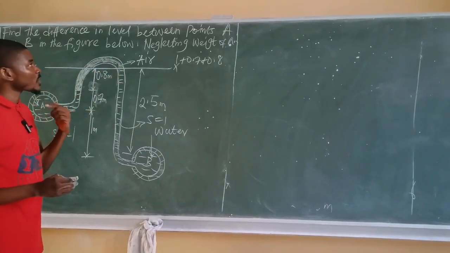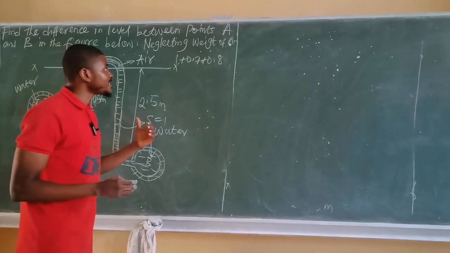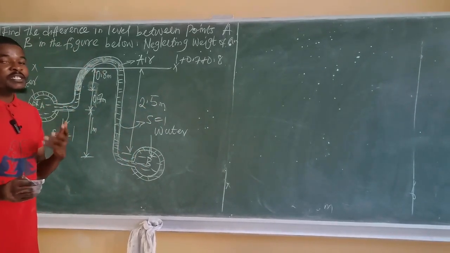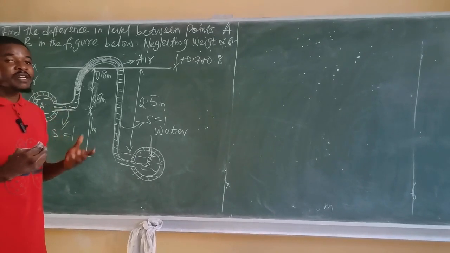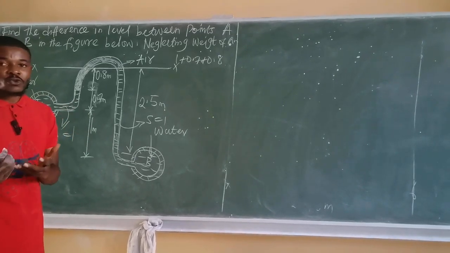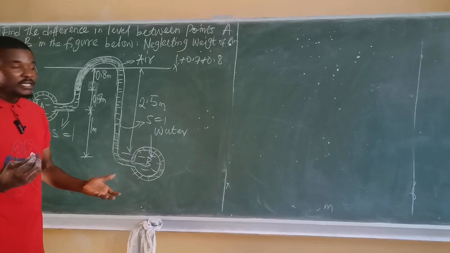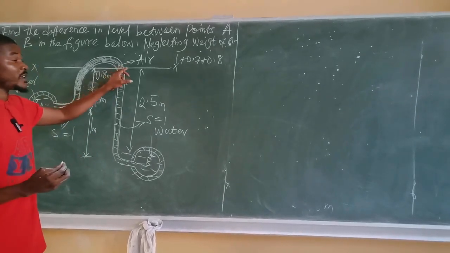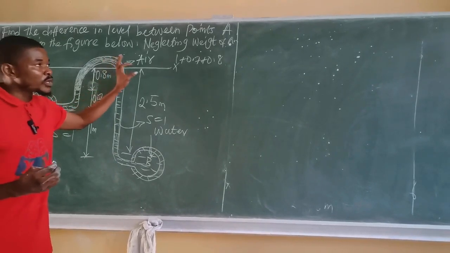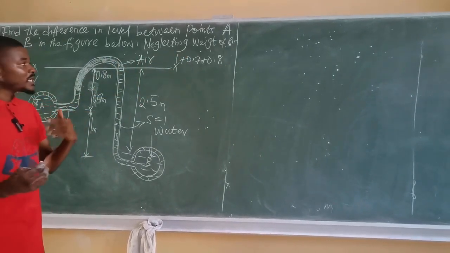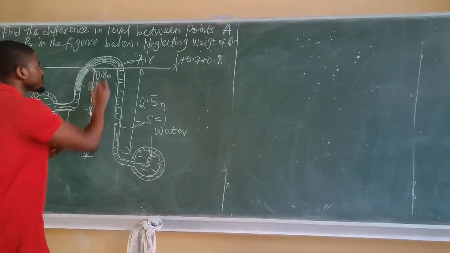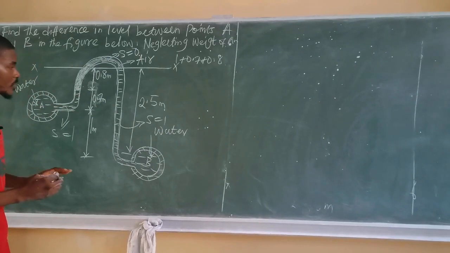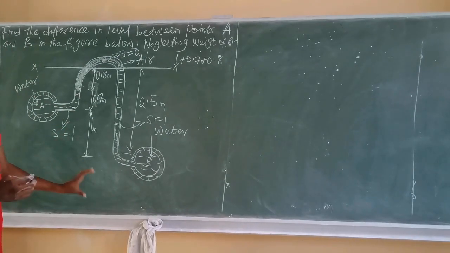Now take note, the condition of the question says neglecting the weight of air. So if you're neglecting the weight of air, and we know that specific gravity measures the weight of a substance relative to the weight of water, that means the specific gravity of air is zero automatically from the condition of the question. So keep that in mind. Neglecting the weight of air, hence the specific gravity of air in this case is equal to zero. So these are all the parameters we need to solve this problem.